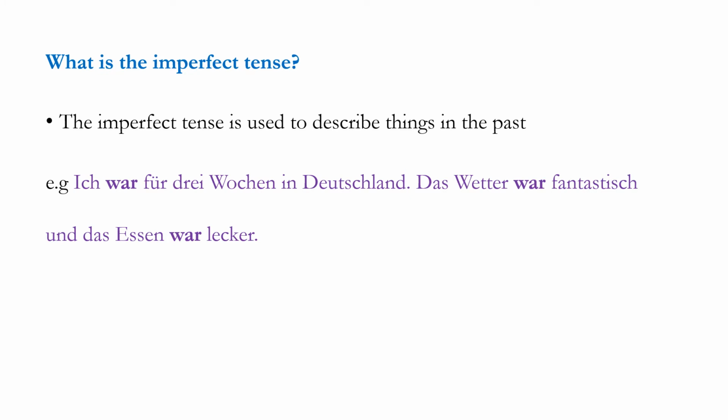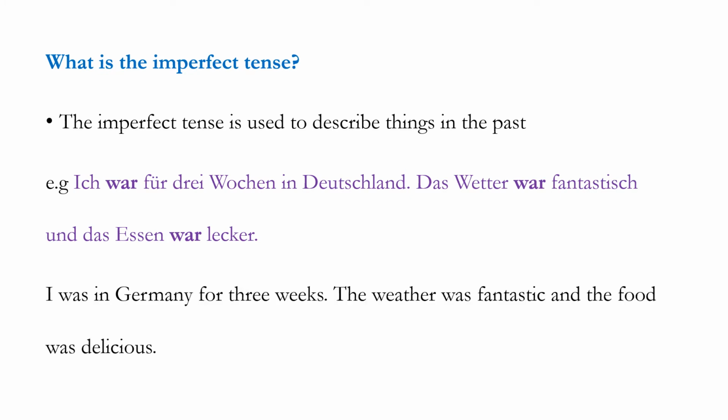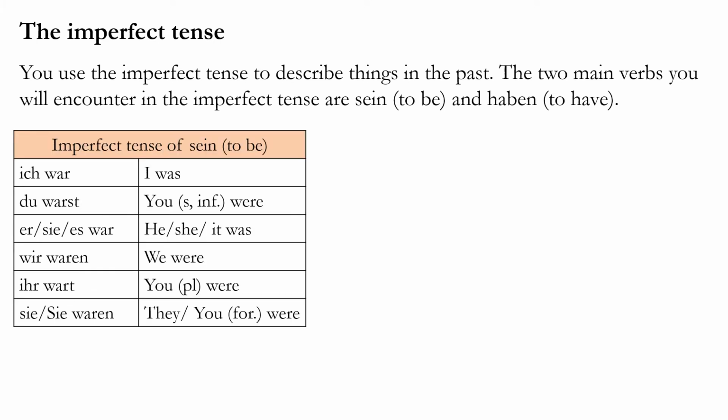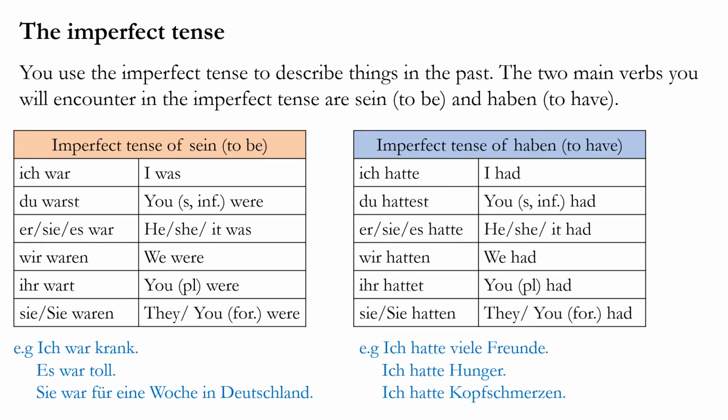These sentences would be translated as the following. I was in Germany for 3 weeks. The weather was fantastic and the food was delicious. Here we go, the imperfect tense. So we use it to describe things in the past, and the 2 main verbs you'll encounter are the imperfect tense of sein, to be, and haben, to have.